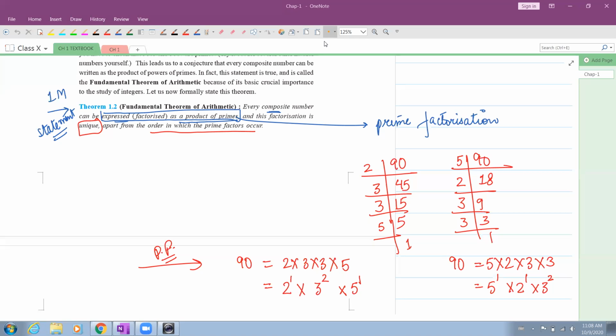For example, if you take 4, 4 is the smallest composite number. So 4 के अगर हम factors लिखते हैं तो हमारे पास factors बनते हैं 1, because 1 is a factor of every number.